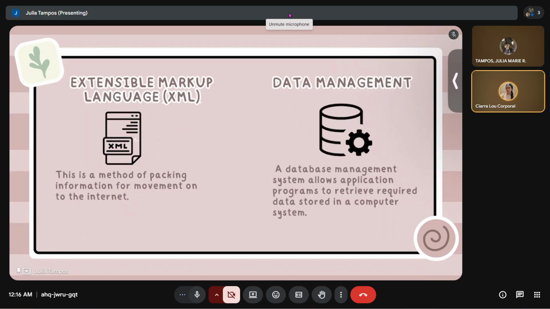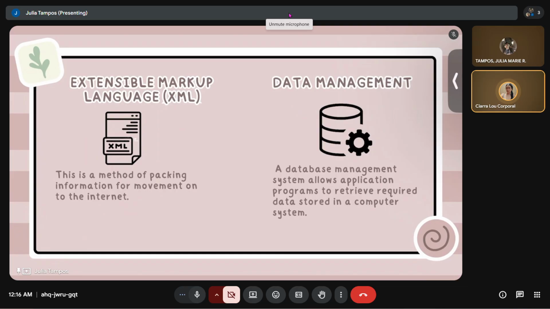Next, we have the extensible markup language. XML is a way of organizing and packaging data so it can be easily shared and understood by different computer systems, especially over the internet. For example, a shipping company may use XML to send delivery details like customer name, address, or product type to another company system so both systems understand the information correctly.